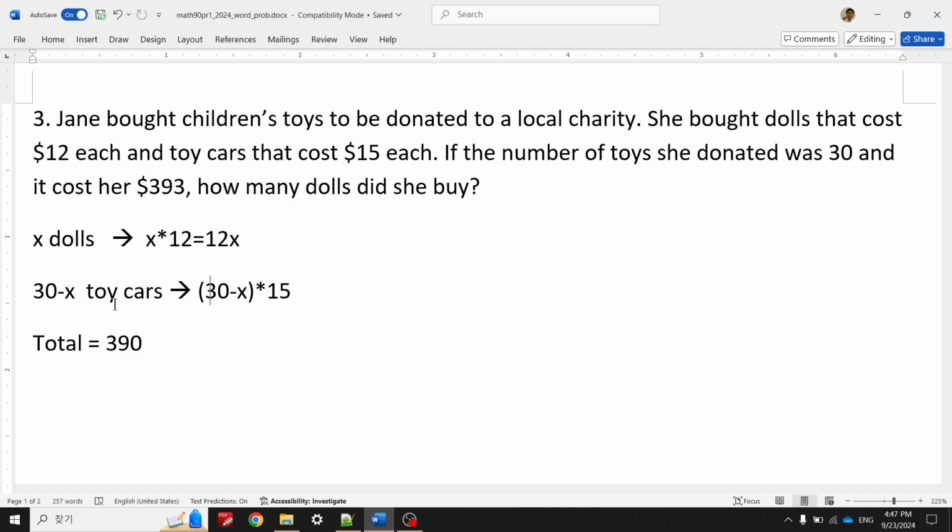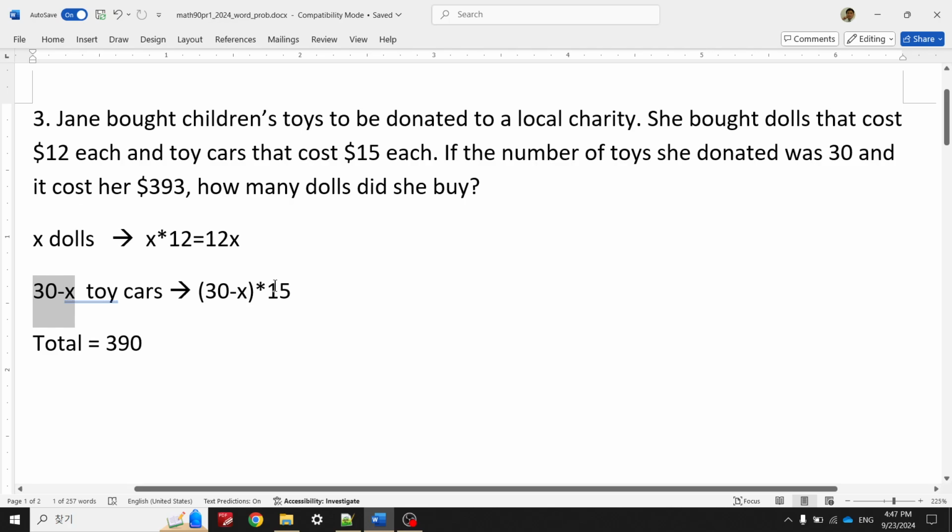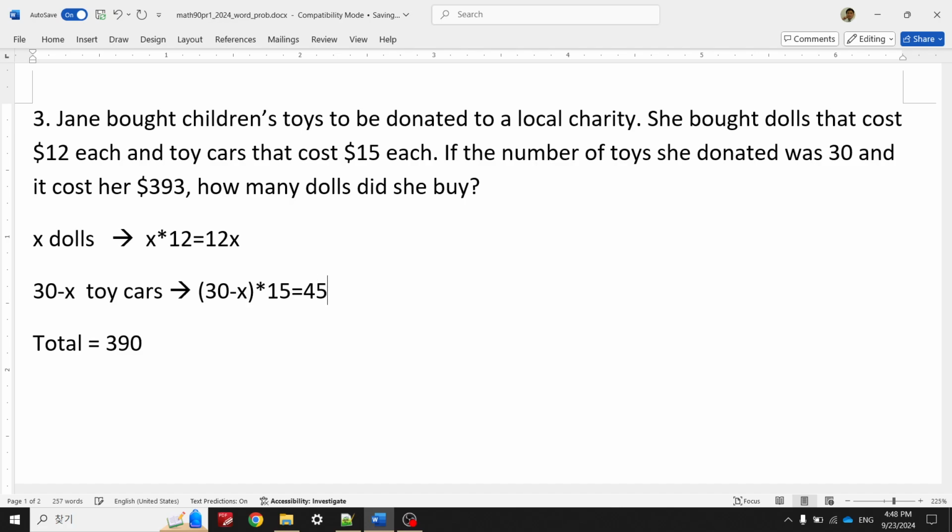Forget for a moment that this is something complicated. Just think of 30 minus x as a number. Whatever that number is, we have to multiply by 15 to get the price. Is that right? Okay, can we simplify this? 450 minus 15x, right? And I need the total to be 393.